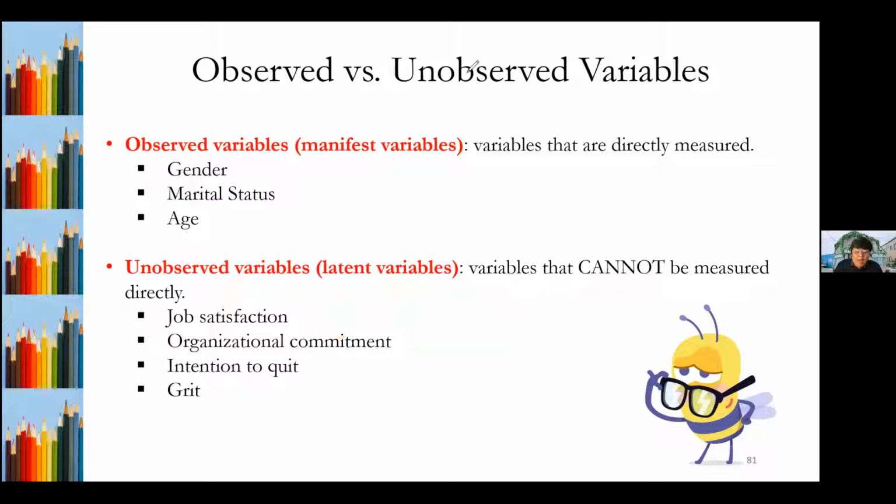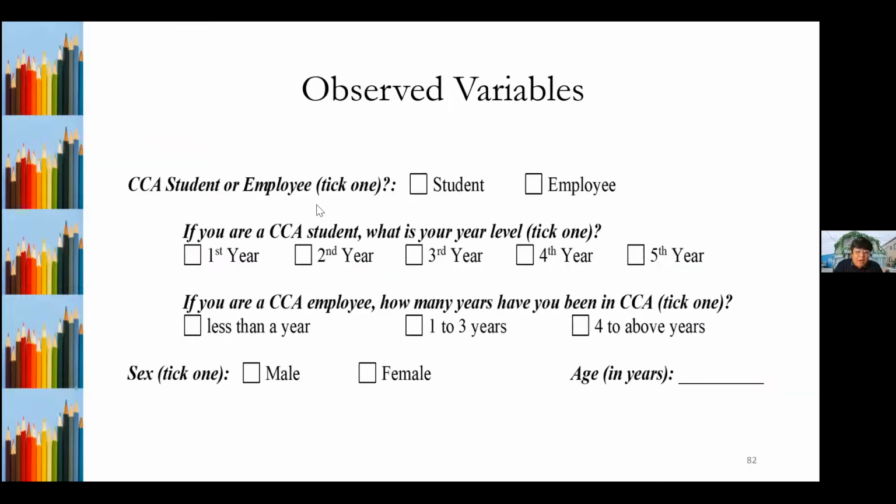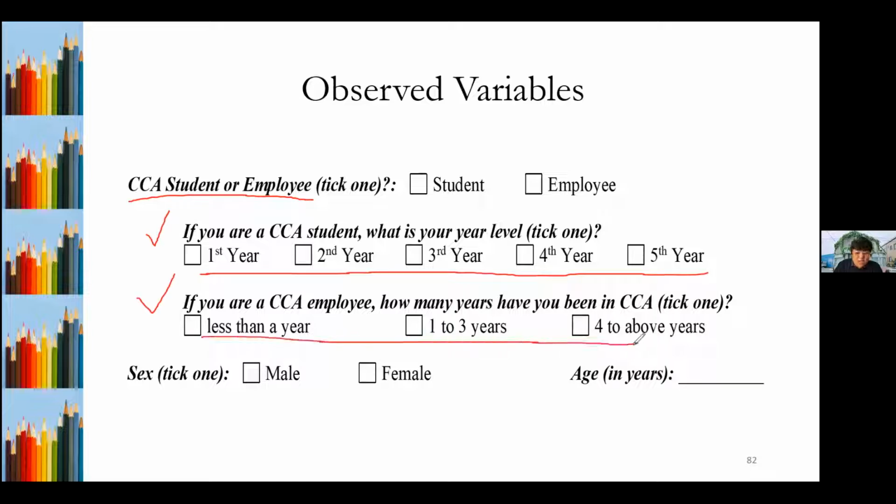Magbigay tayo ng example. So this is an example of observed variables. Like for example, you want to identify whether the respondent is a CCA student or an employee. Or for example, if it is a student, anong year level nila? Or if they are employees, ilang years na sila sa isang institution. Let's say you want to measure kung ilan yung babae, ilan yung lalaki, ano yung age nila. So tawag natin dyan observed variables.